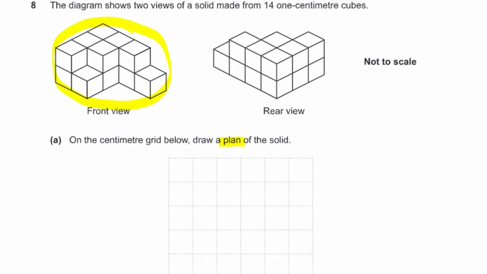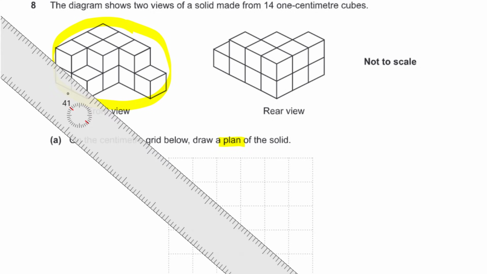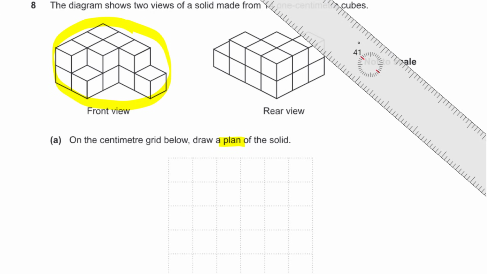Another way of thinking about plan is it's like an aerial view. So if you were flying over the top of it and looked down, what would the shape look like from above? Both are going to give you the same thing. You can see you're going to get 4 cubes going in this direction along here, and then we're going to get 1 down here, 1 there, and then 2, 2, 2, and then 3 along that side there, aren't we?